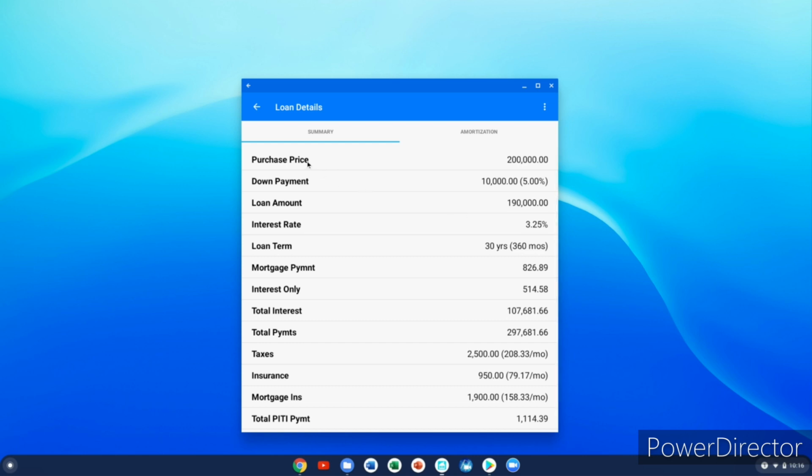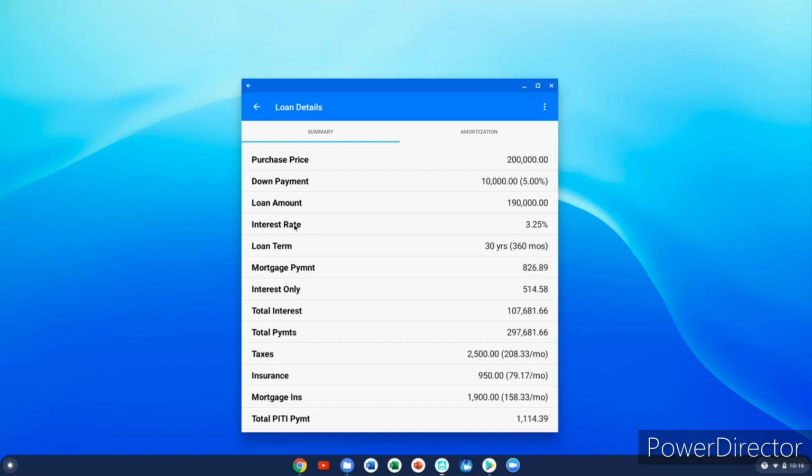Now, as you can see, our purchase price was $200,000. We said we put 5% down, so the calculator is smart enough to know that it's going to take 5% from 200,000, which gives us 10,000. So now our loan amount is 190,000. This should look very familiar from our PowerPoint, right?